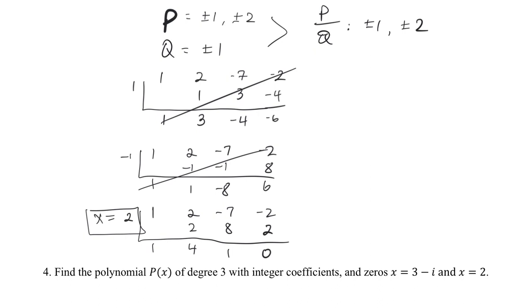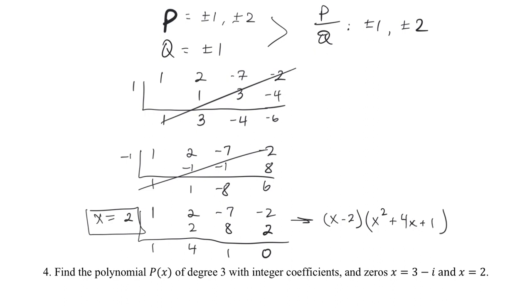But that also means we found a factor. If x equals 2, then from this we know that x minus 2 is a factor, and then these are coefficients of a factor that's 1 degree less than what we started with. So if we started with degree 3, these are coefficients of a degree 2 or quadratic. So that's 1x squared plus 4x plus 1. Now, sometimes when we have a quadratic, we can easily factor it into 2 linear factors. This one doesn't factor. There's nothing that multiplies to 1 that adds to 4.